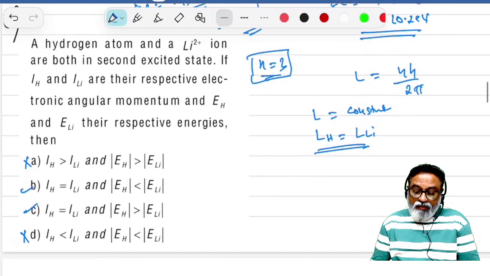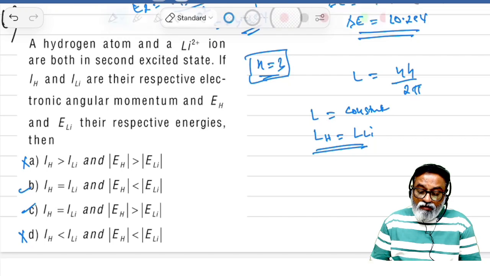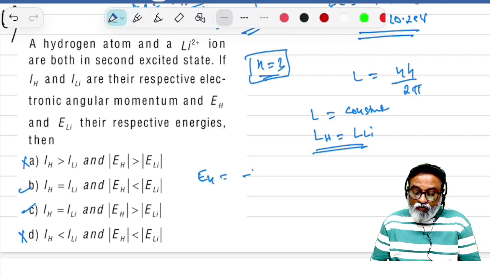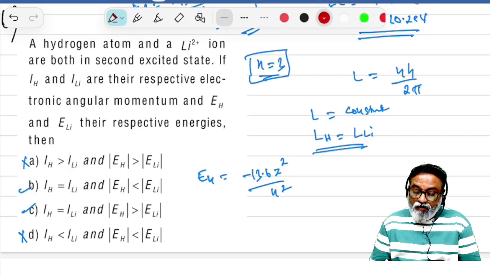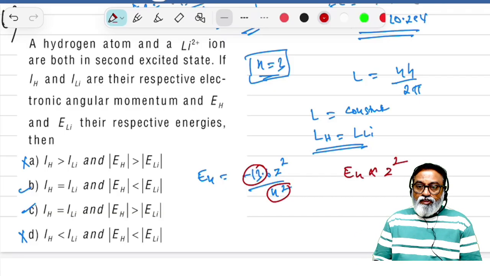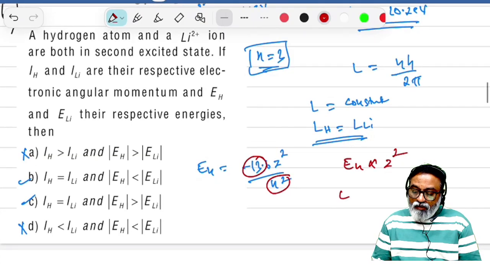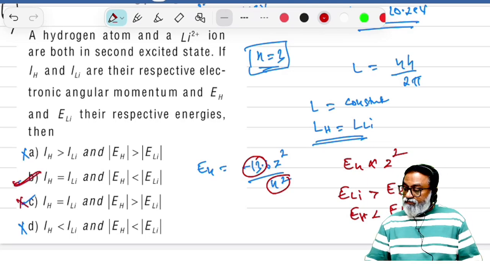See here, next, the energy. The nth energy is equal to minus 13.6 Z square by n square. But here both are in the third energy level. Therefore, n is constant, so En is proportional to Z square. Lithium has atomic number Z equal to 3, hydrogen 1. Therefore, E lithium is greater than E hydrogen, means E hydrogen is less than E lithium. Therefore, answer B is correct. This one is wrong.